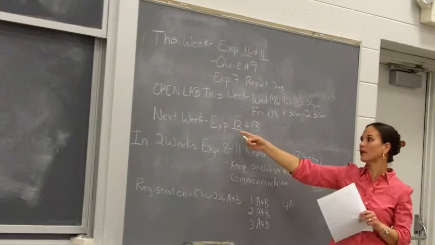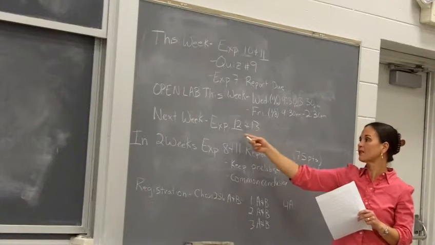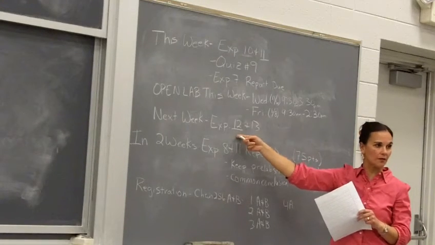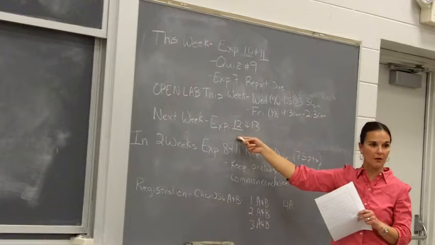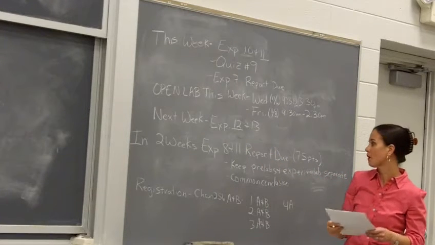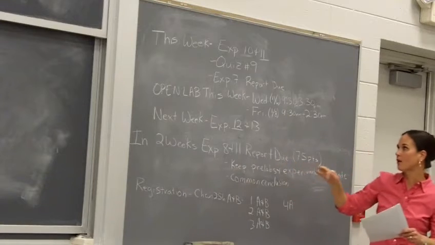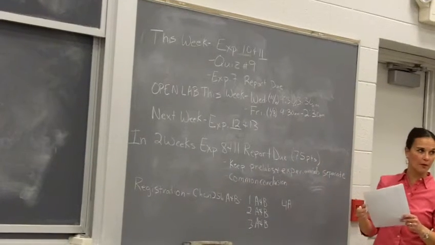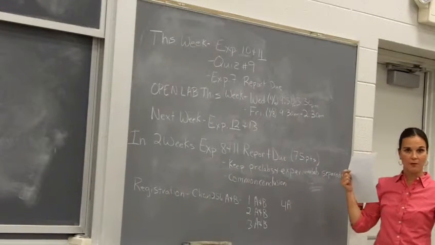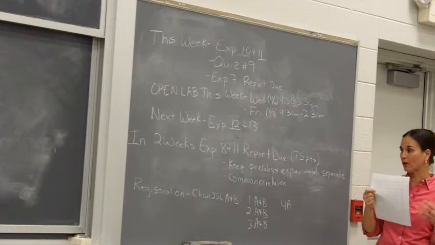And then next week, again, we have 2 experiments listed. The doing is experiment 12. So that'll be the experiment that you write your pre-lab on, experiment 12. All right. In 2 weeks, our experiment 8 and 11 report is due. So experiment 8 and 11 will be put together in one report.